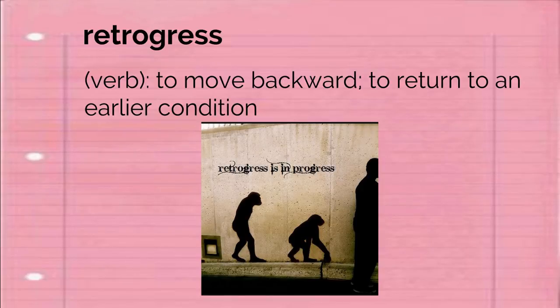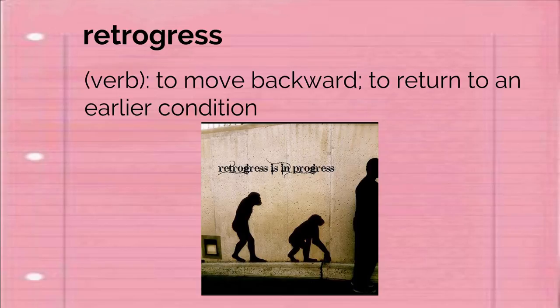The next word we have is retrogress, which is a verb, and it means to move backwards, to return to an earlier condition. So you can see in this image we have a guy moving from a humanoid form into a monkey form. So it's the opposite of evolution. It's going backwards. This is an easy word to remember because we know retro means from the past, like retro bell bottoms, and gress is a suffix that has to do with movement.